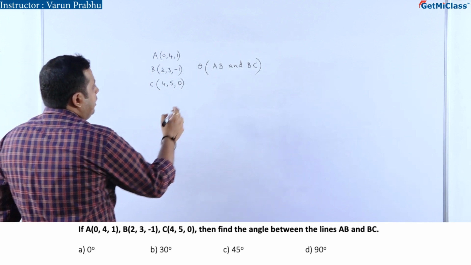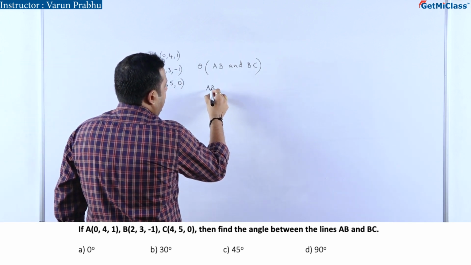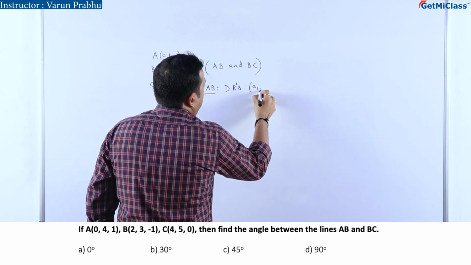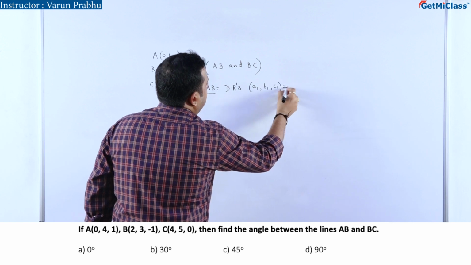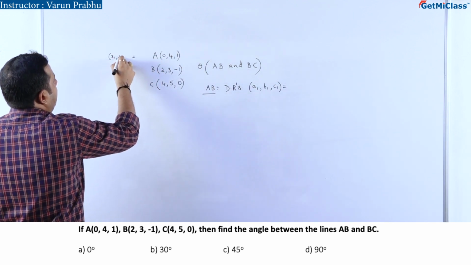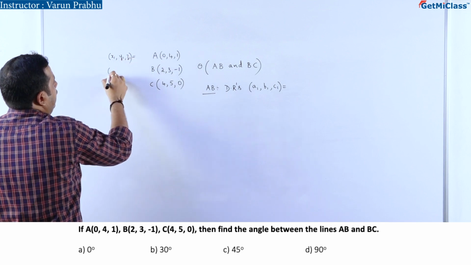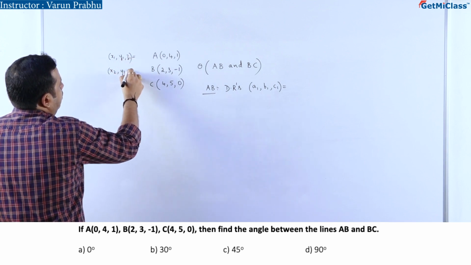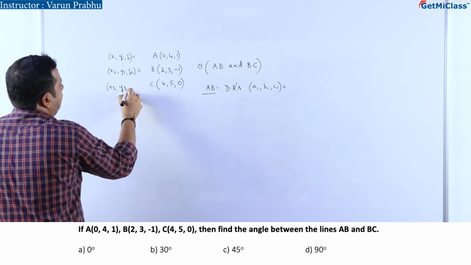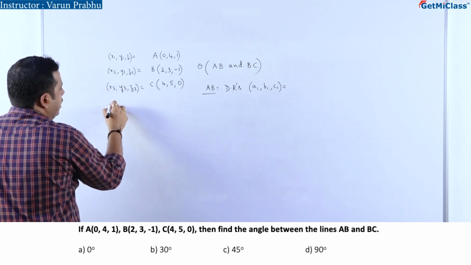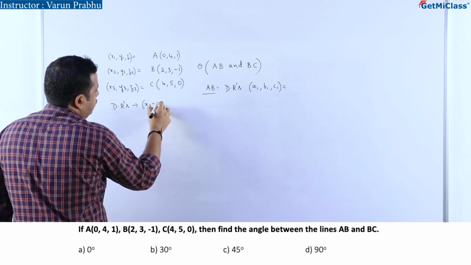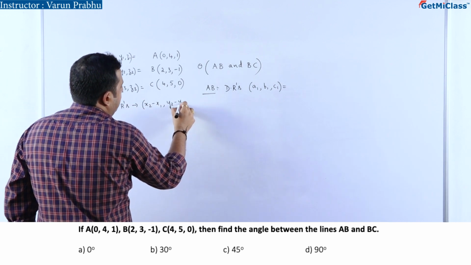So first you calculate the direction ratios of AB. For AB, you calculate the direction ratios A1, B1, C1. How do you calculate? If I call this coordinate x1, y1, z1, and this coordinate x2, y2, z2, and this coordinate x3, y3, z3, then we know that the direction ratios are always given as the difference in the x coordinate, y coordinate and z coordinate, correct?